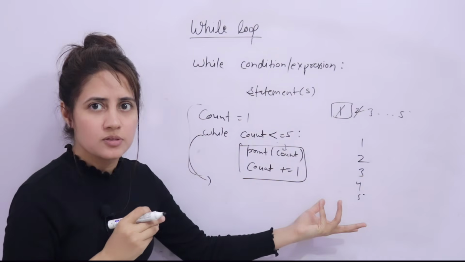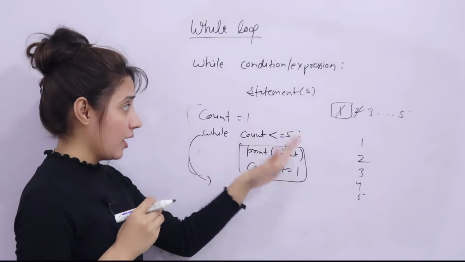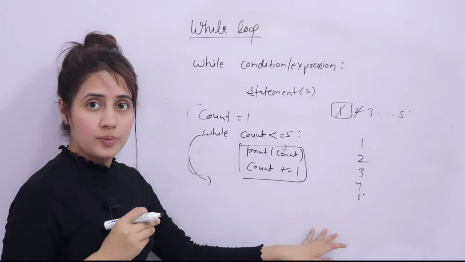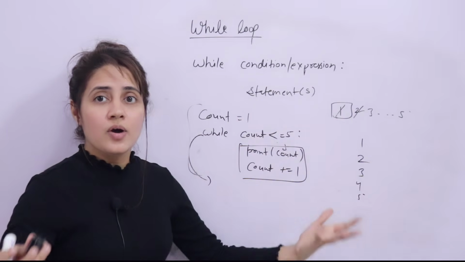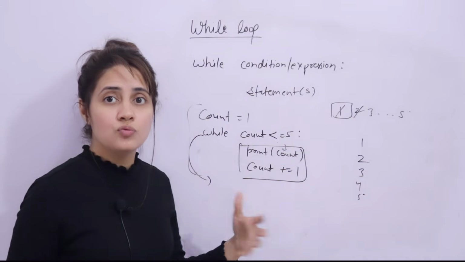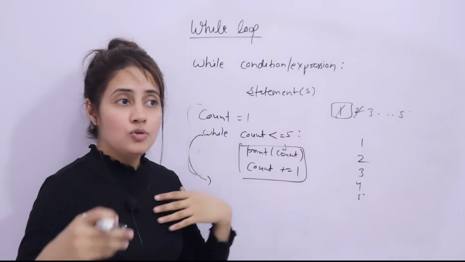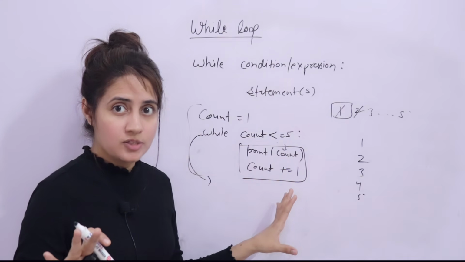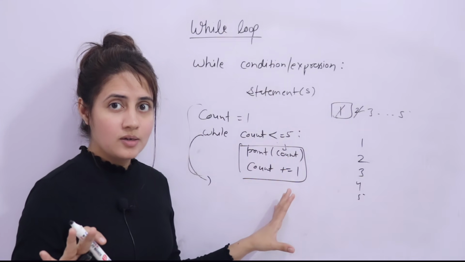How many times? 5 times. In advance we know, because we have written this program like that. Till 1 to 5 I want to print. But what if you don't know in advance how many times these statements, whatever statement you will write, would be executed? The user will decide that number of times these statements would be executed, right?